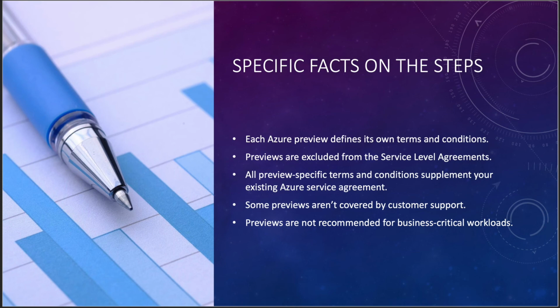All preview specific terms and conditions are basically a supplement to your existing service agreement. In other words, if you make a change or something changes, Azure will go, hey, but this is in preview. Some previews aren't covered by customer support, so if something breaks or something's not working right, you can't call up the help desk and ask what's wrong. So you need to be really aware of which things you're working with do have customer support and which don't. And again, Microsoft recommends that you do not use any kind of preview for business critical workloads. Because again, they're subject to change without notice, don't have an SLA, have their own terms and conditions, and some of them don't even have customer support. They're going to be more fun to play around with and see if there's something you can do with them for your business logic.